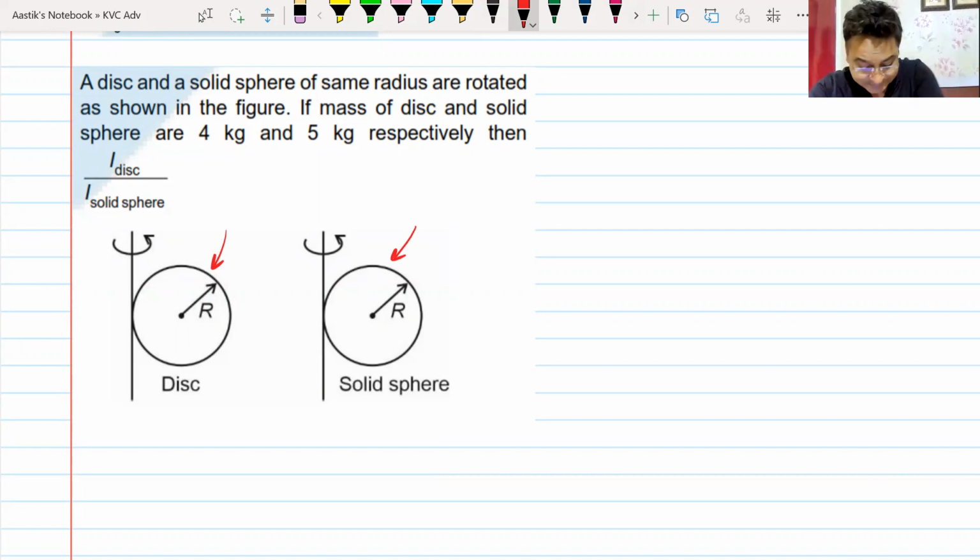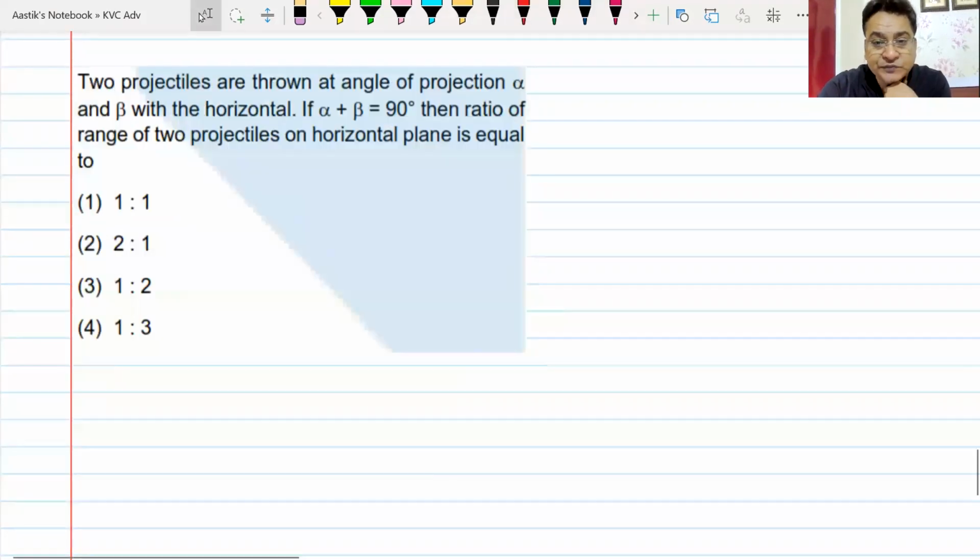Then, my dear friends, this is the next one that you are going to do. I'll give you 2 minutes. We have done a million questions on this pattern. Best of luck. This is a straightforward question. Complementary angles, the range is the same. Yes or no? Yes, sir.